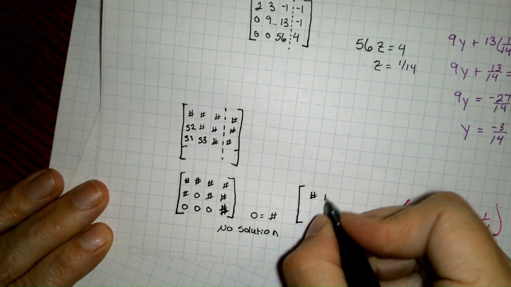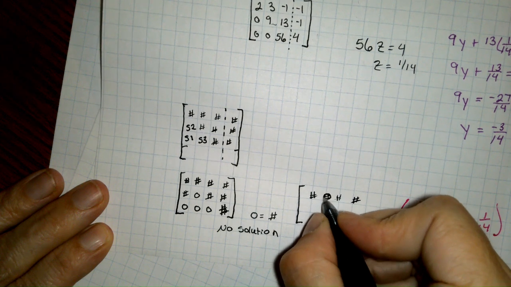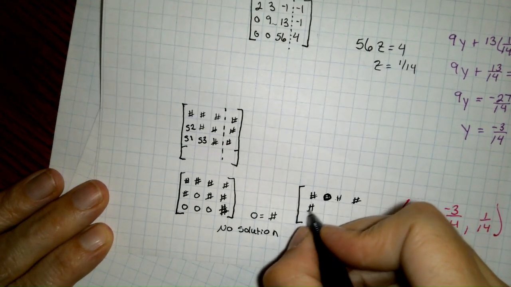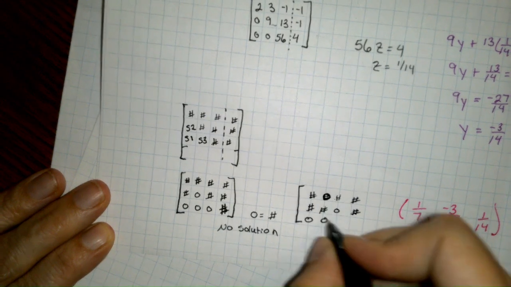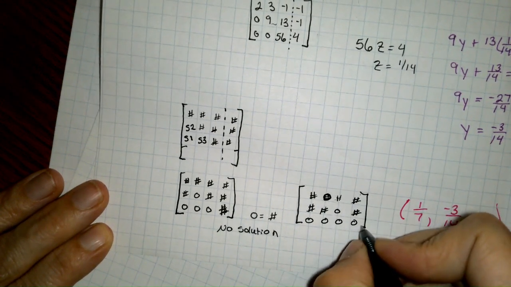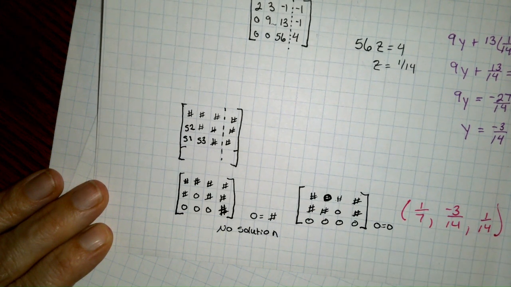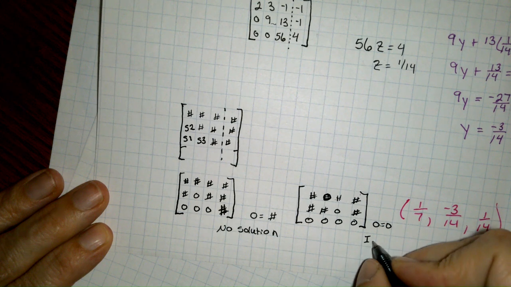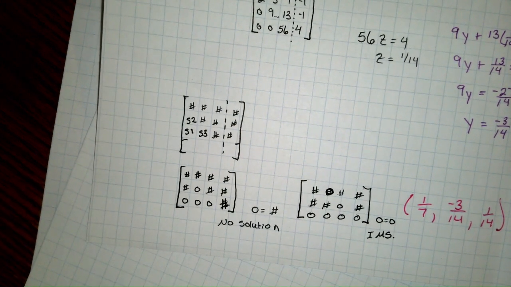If we have number, number, number, number, actually, usually a 0 here. Number, number, 0, number, 0, 0, 0, 0. Well, now that bottom row says 0 equals 0, and that's when all our variables have canceled, and that's infinitely many solutions. So if you watched my last video, when we solved these by hand, same equation solved by hand, right?